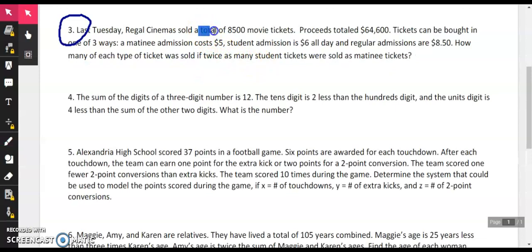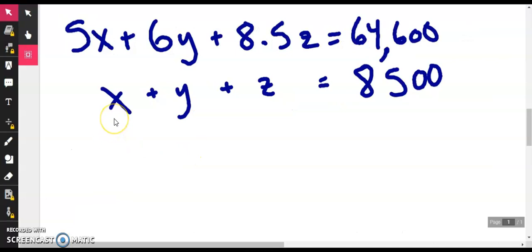The next total value that I see was in the first sentence, where it says a total of 8,500 movie tickets were sold. So I'm going to use that to write my second equation. So on my second row, I will put x plus y plus z equals 8,500.